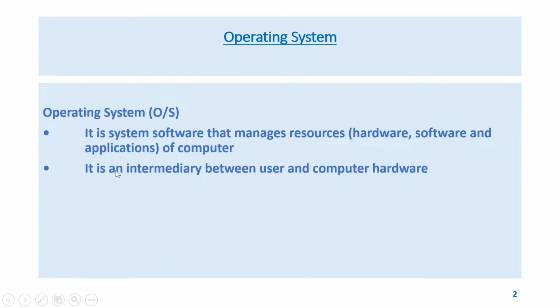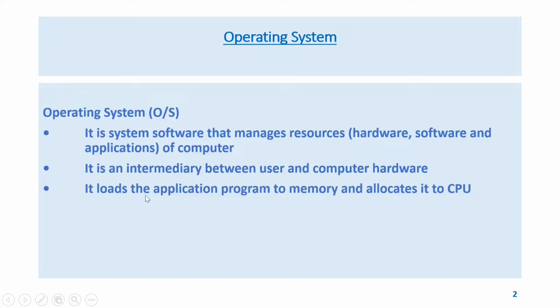Operating system acts as an intermediary between user and computer hardware. The user doesn't directly interact with the computer hardware, but operating system acts as an intermediary between user and computer hardware. The user interacts with the operating system and the operating system interacts with the computer hardware.